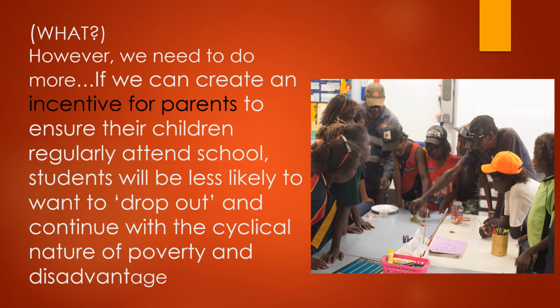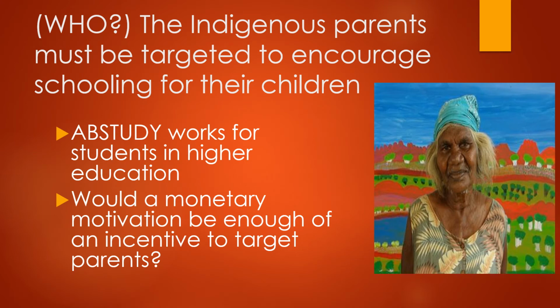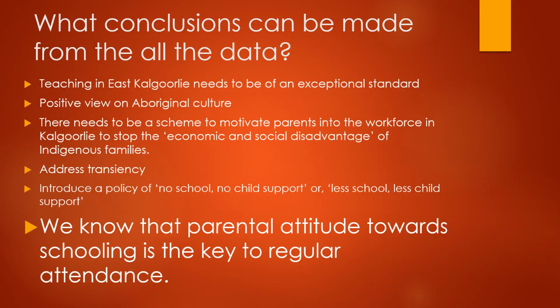Strategies from the 2019 CTG report show nothing is working. If we can create an incentive for parents to want their children to regularly attend school, they will be less likely to want to drop out and continue with this cyclical nature of poverty and disadvantage that's characterising most of the East Kalgoorlie Indigenous community. The Indigenous parents must be targeted to encourage schooling for their children. We noticed in the 2019 CTG report, 50 years of ABSTUDY is being celebrated as a success. ABSTUDY works for students in higher education. Would a monetary motivation be enough of an incentive to target parents?